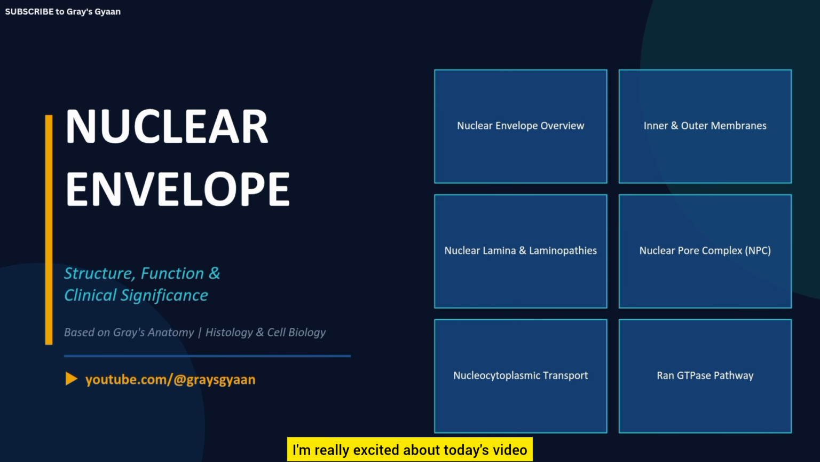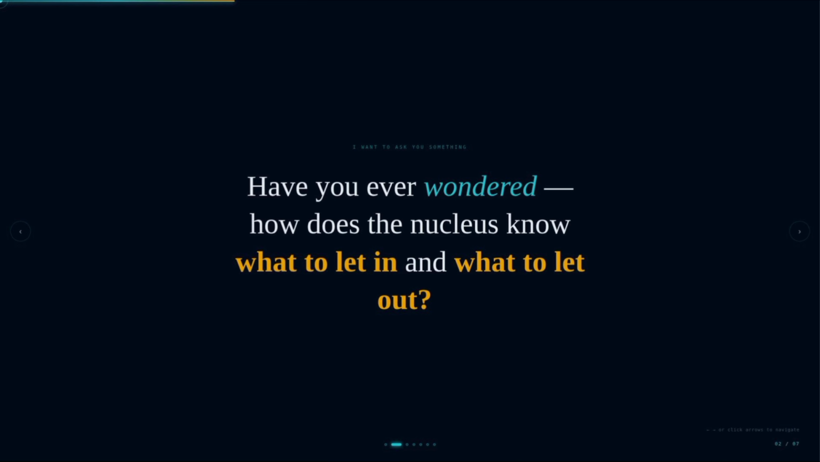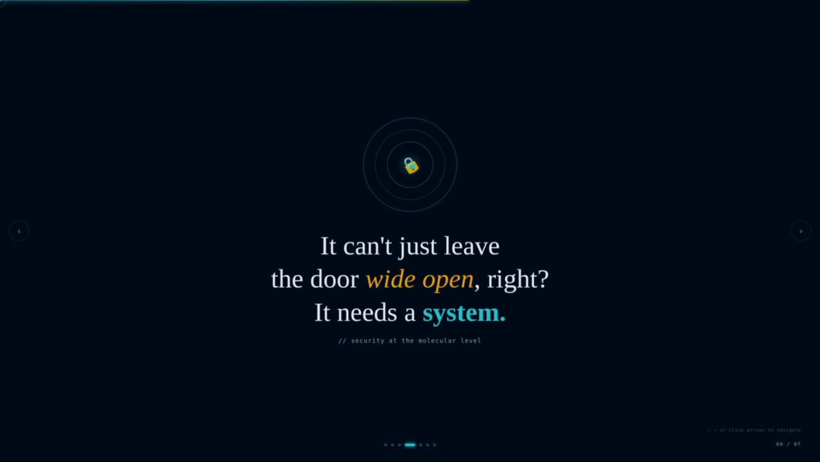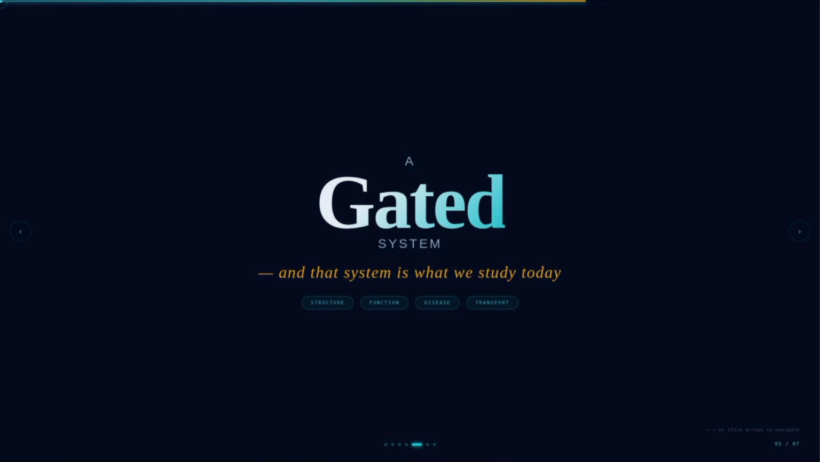I'm really excited about today's video because we are going deep inside the nuclear envelope. Now, before we jump in, I want to ask you something. Have you ever wondered, how does the nucleus know what to let in and what to let out? The nucleus holds your entire genetic code. It can't just leave the door wide open, right? It needs a system. A gated system. And that system is what we are going to study today.